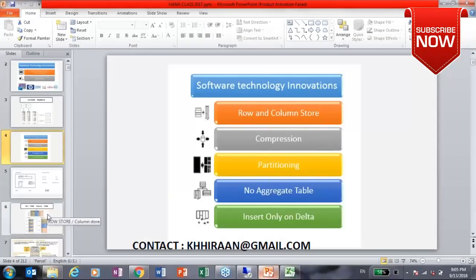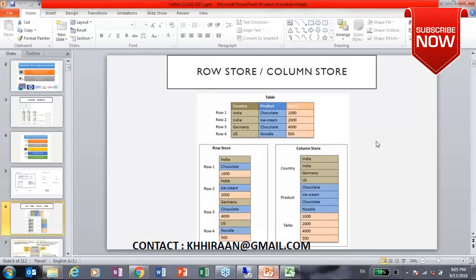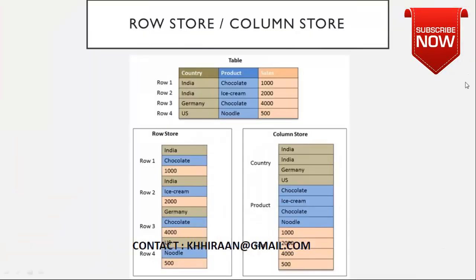Then coming back to the next topic, what is the difference between the row store and column store? You need to understand the concept between these two. For example, on the top, I have a table which is in a row store. I have 3 columns: country, product and sales. It has 4 rows. I have 4 countries and 4 different products and different sales figures here. This is how the row store table looks.